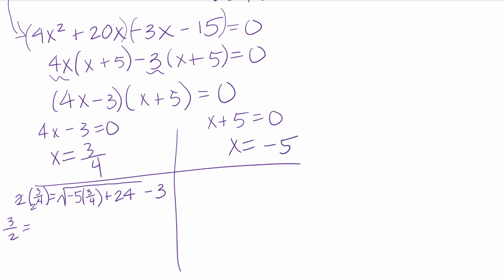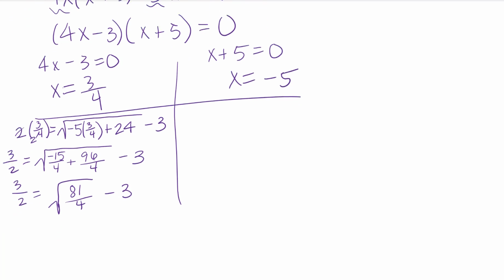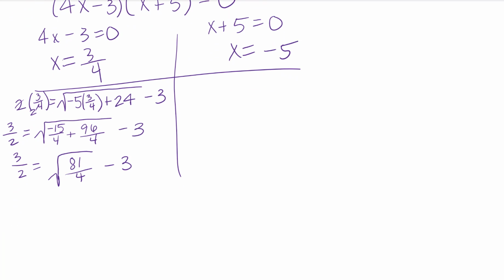And on the right side, we've got a little bit of work to do here. So we have negative 15/4 plus, I can make that 96/4 if I want a common denominator. You can also put this in the calculator, I'm just not using one. So 96 minus 15 is 81. So all of that's under the radical. I don't know why I made my radical so big. There we go. Minus 3. So the square root of 81/4.